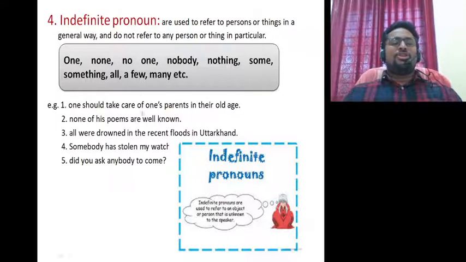Somebody has stolen my watch. I don't know who has stolen my watch. So in a general context, I am using it, so it becomes an indefinite pronoun. What is the indefinite pronoun in the fourth sentence? Somebody is the indefinite pronoun. Did you ask anybody to come? Anybody becomes an indefinite pronoun.